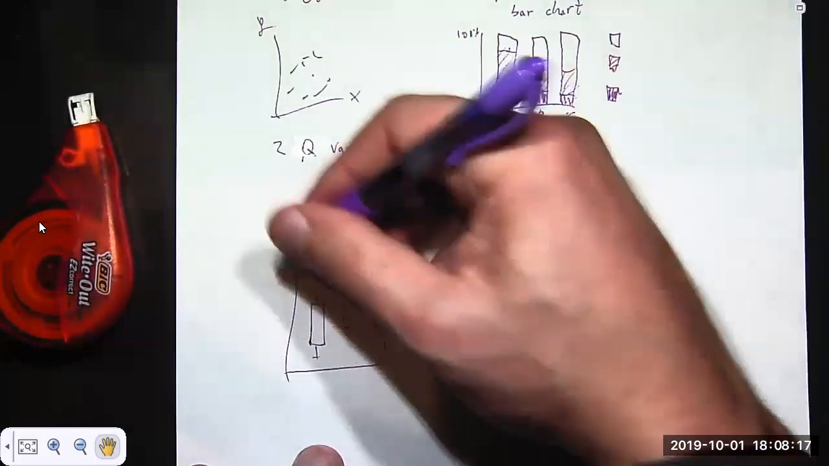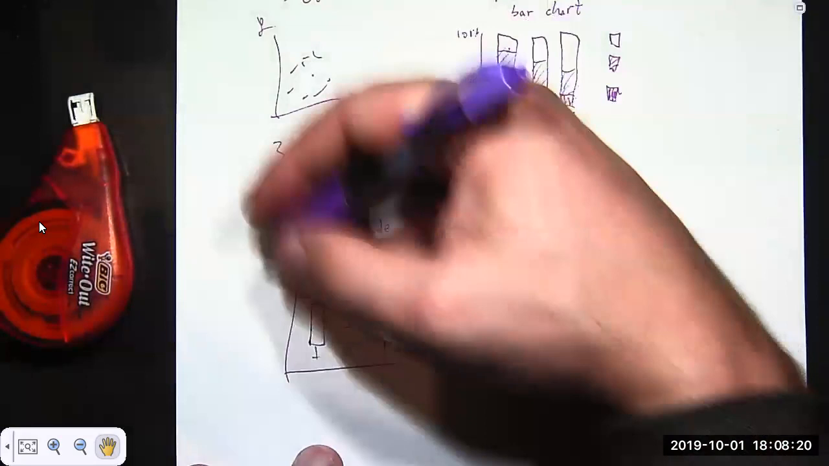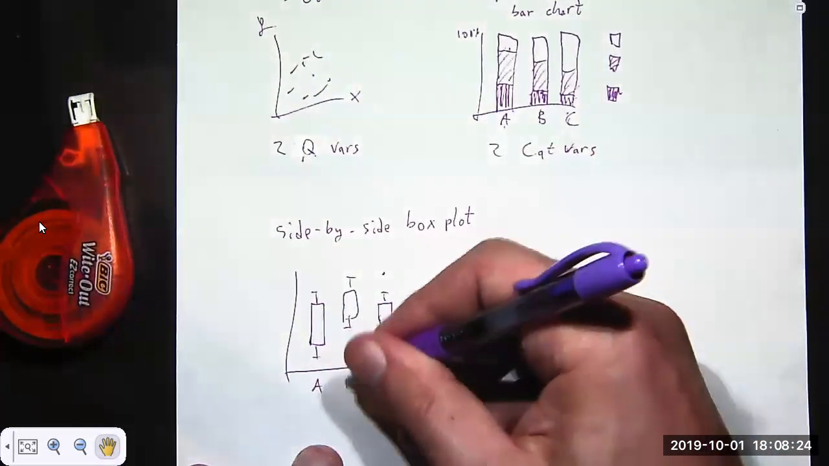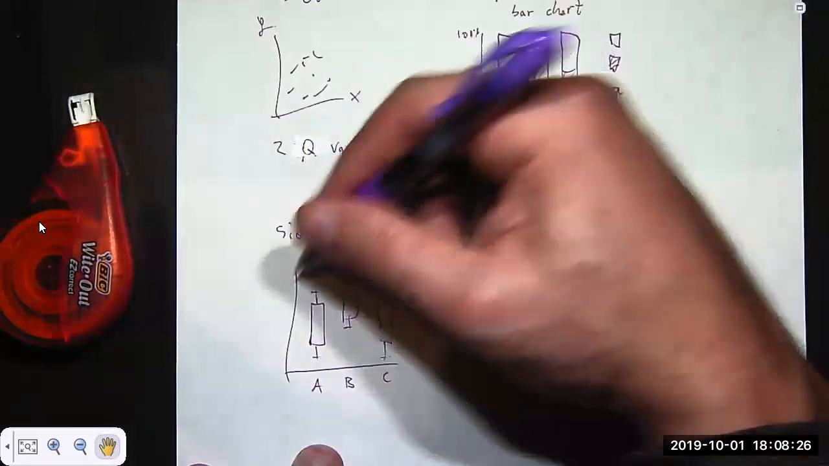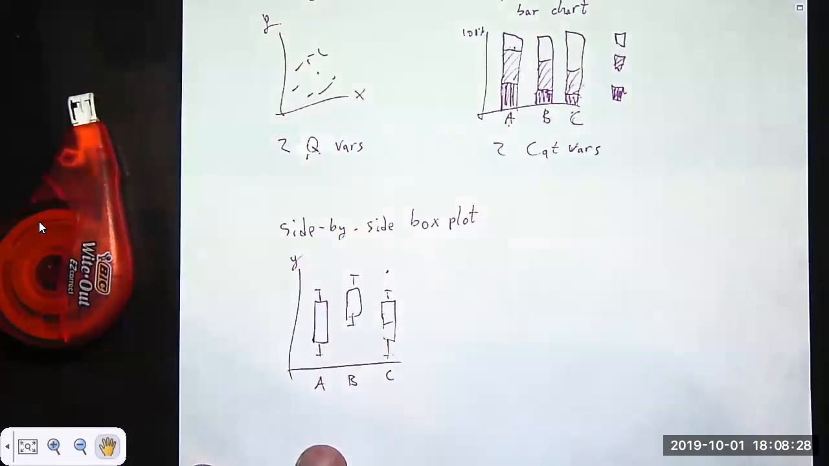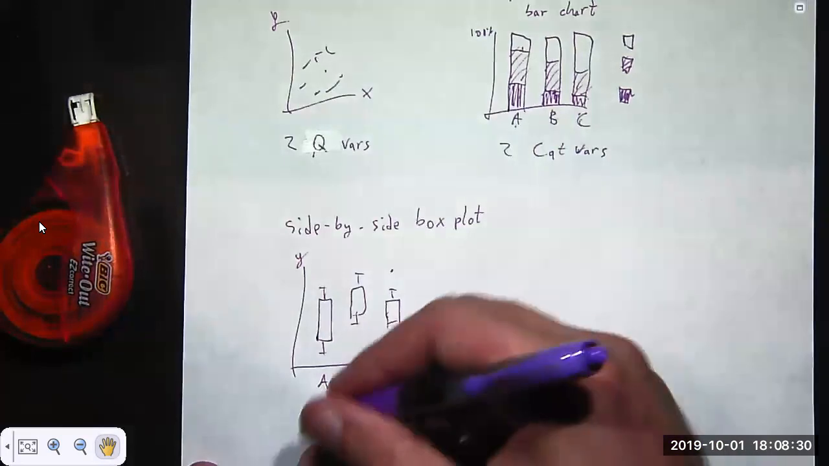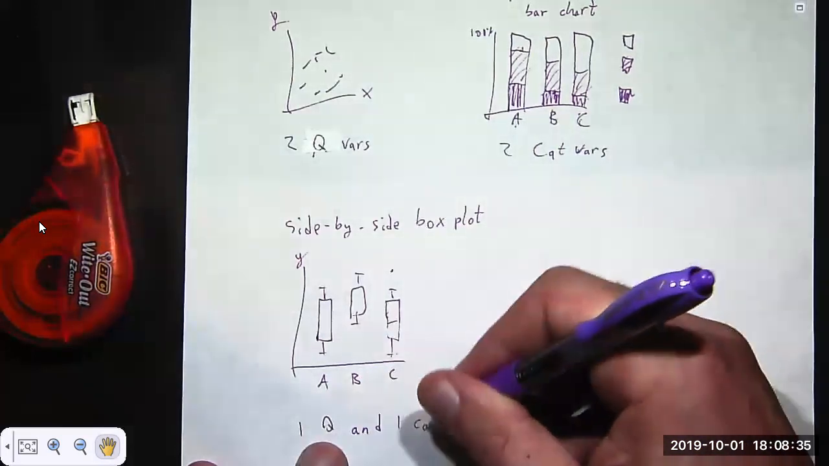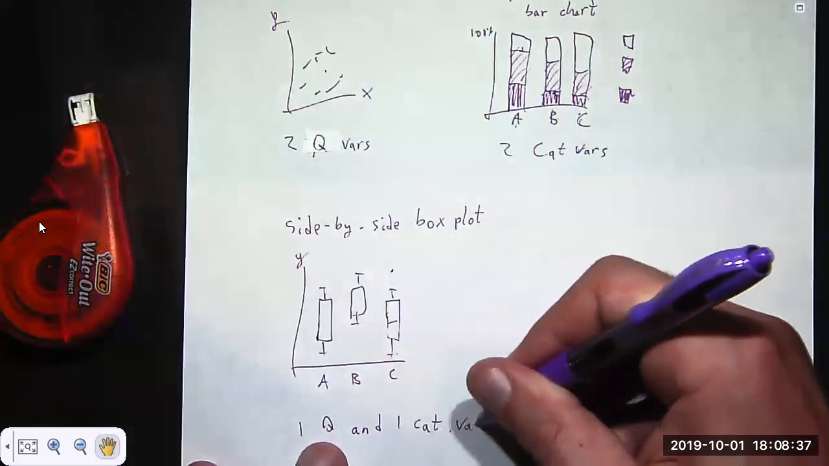So this has some kind of a variable, like A, B, C, and then here we've got some kind of a quantitative variable. So this is one quantitative and one categorical variable right there.